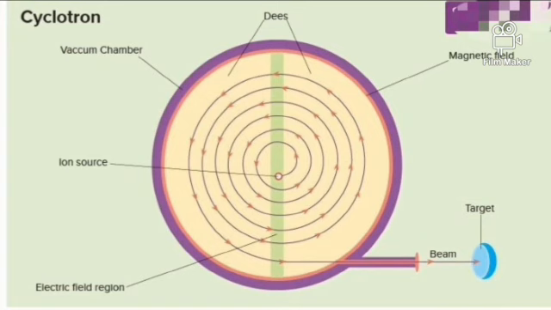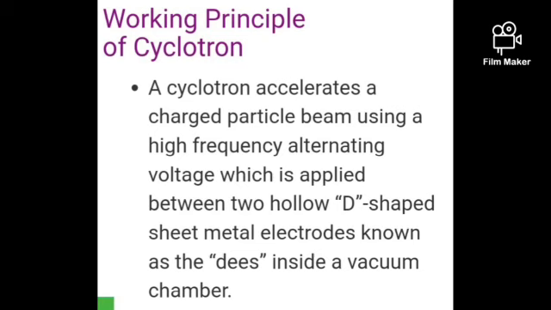So, see the diagram. What are the different parts? Vacuum chamber, Ds, magnetic field, electric field region, beam, target. Target means the particle we are going to disintegrate, like a radioactive sample. If we want to disintegrate the radioactive sample, we can hit the particle on the target. That is the target. Now let's see the working principle for this.